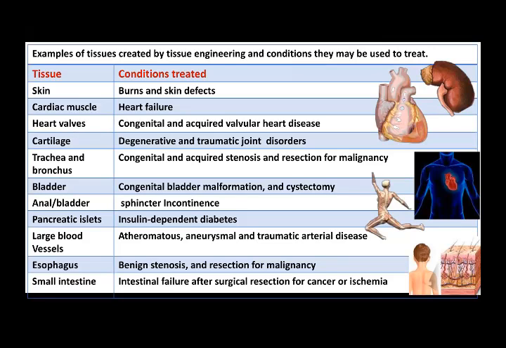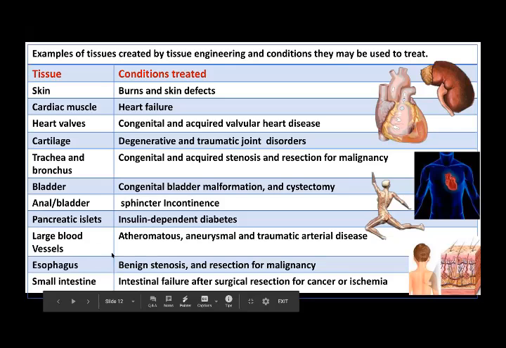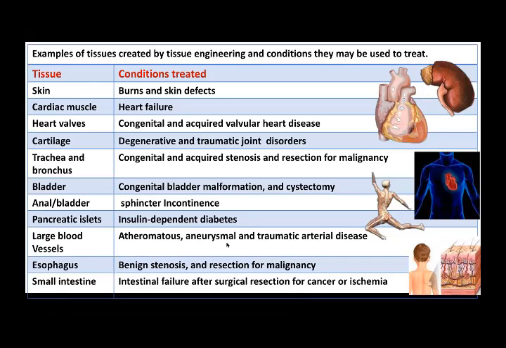Bladder, in those with congenital bladder malformation or cystectomy, again due to malignancy or other problems. And anal or bladder sphincter incontinence, pancreatic islet cells for insulin dependent diabetes, okay, it could be beneficial there. Large blood vessels, atheromatous, where atheromas mean aneurysmal or traumatic arterial disease, okay, a laceration, everything.